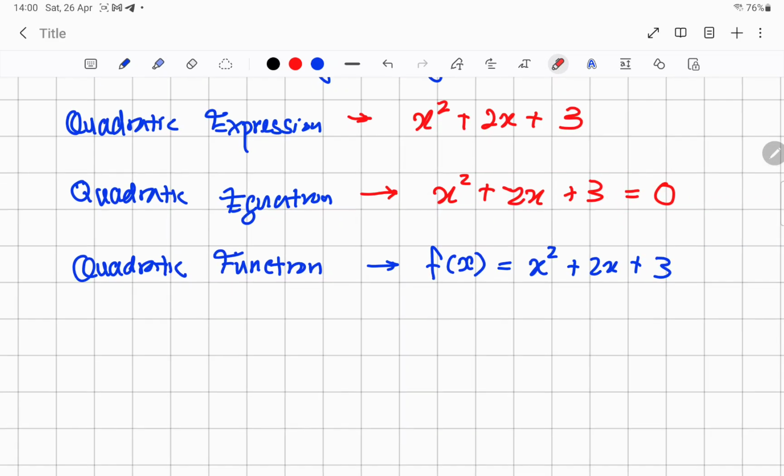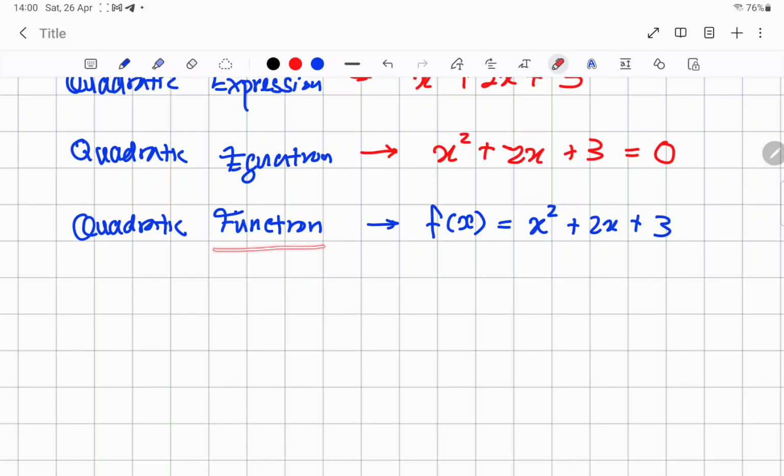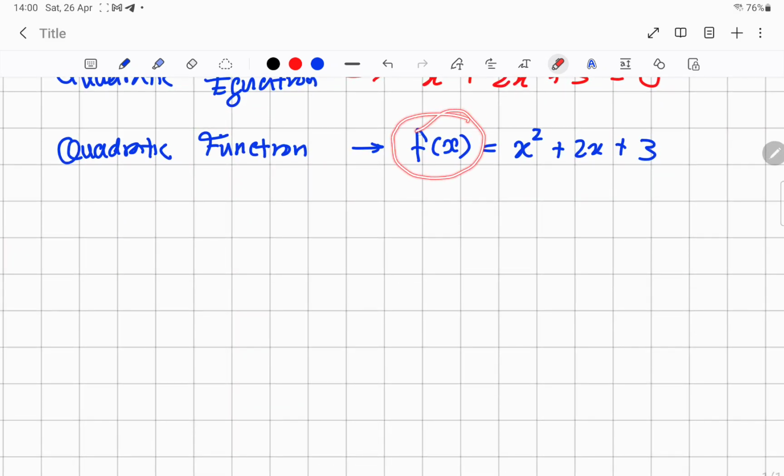Okay, quadratic function. What is a quadratic function? Function here means that you have f(x) here. It not necessarily has to be f(x), it also can be g(x), h(x), m(x), n(x), anything, as long as you have a function here, which then equals a quadratic expression. You have a function, starting with f(x) here, like this.